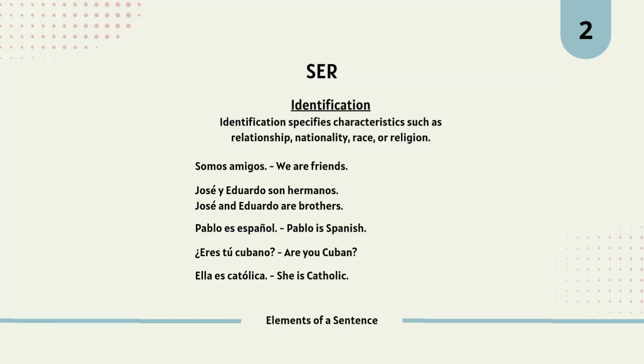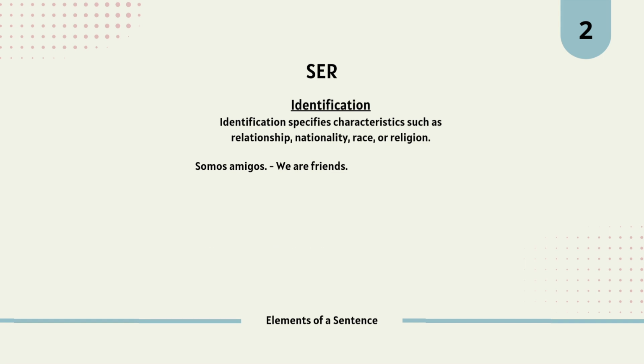Alright, let's move on to identification. Identification specifies characteristics such as relationship, nationality, race, or religion. So let's see the examples. Somos amigos. We are friends. José y Eduardo son hermanos. José and Eduardo are brothers.